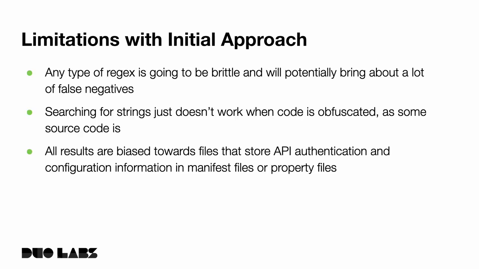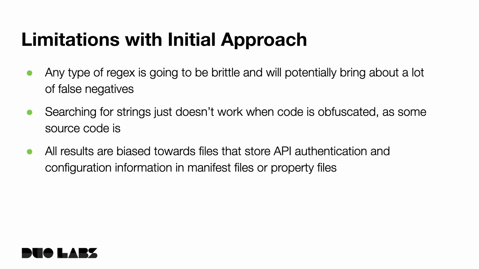So there are obviously some limitations with our initial approach. If you're using any type of string matching or regex, it's going to be pretty brittle, and there are going to be a lot of false negatives. Maybe somebody is defining this method in a different way. Maybe their API key is stored in a different format. And so that's an obvious problem.